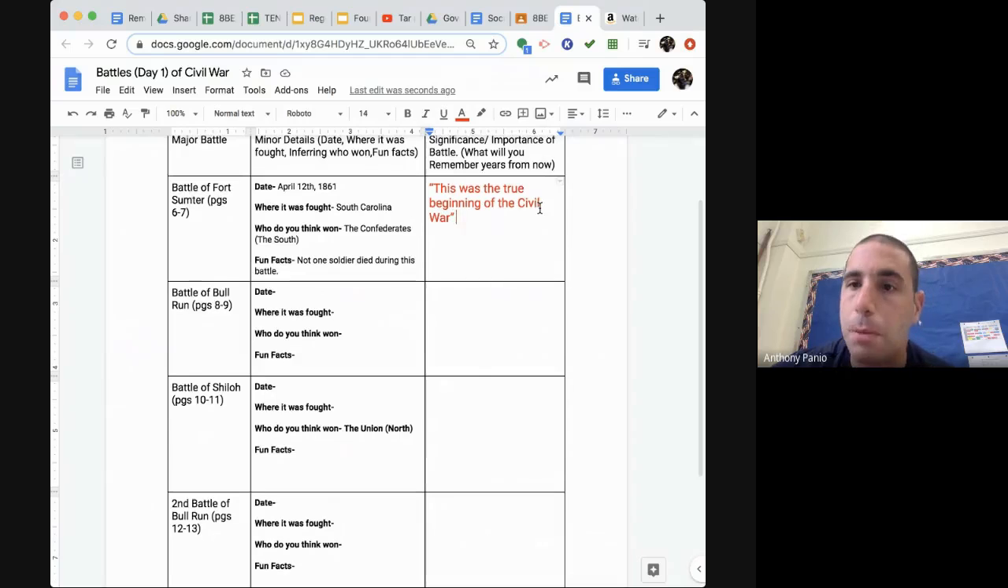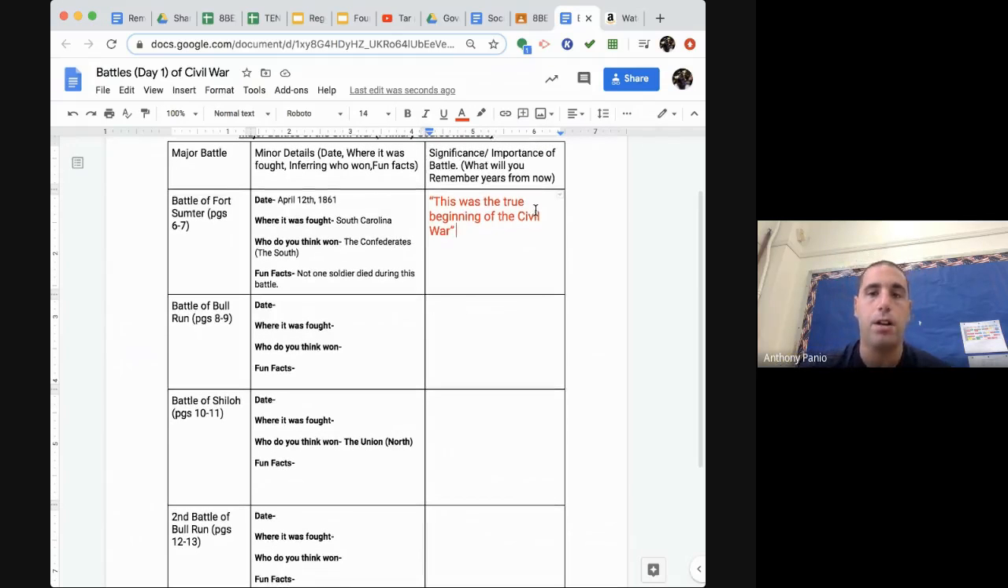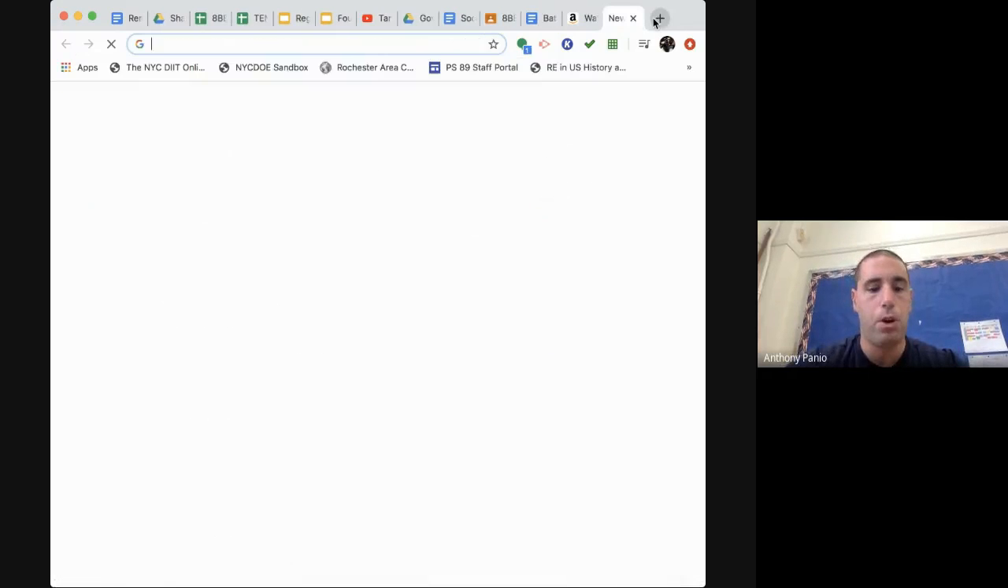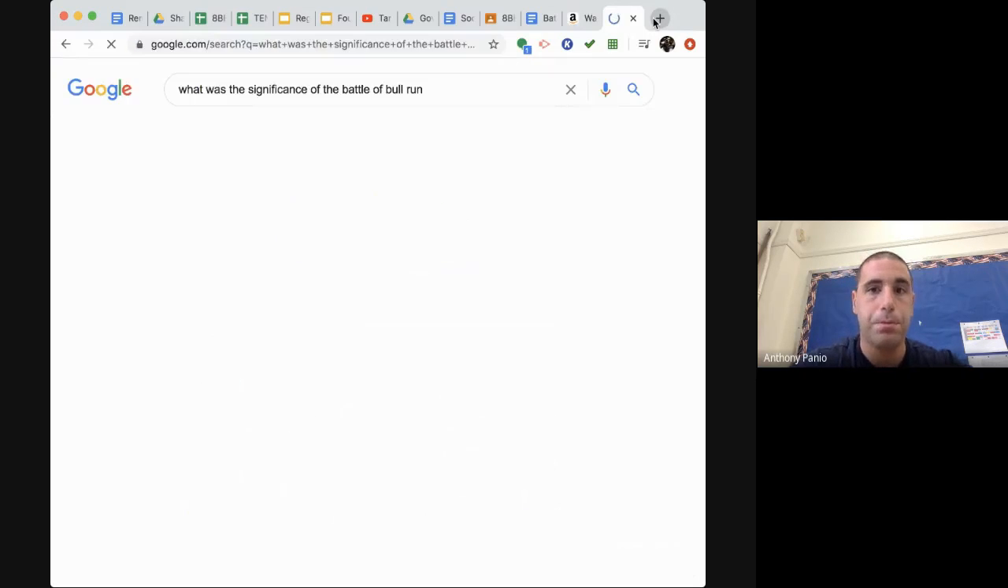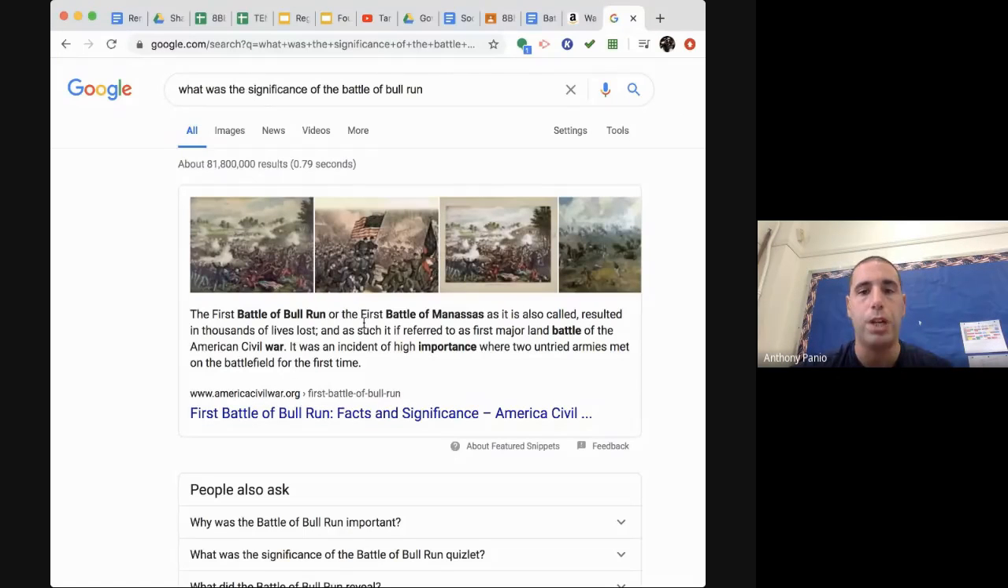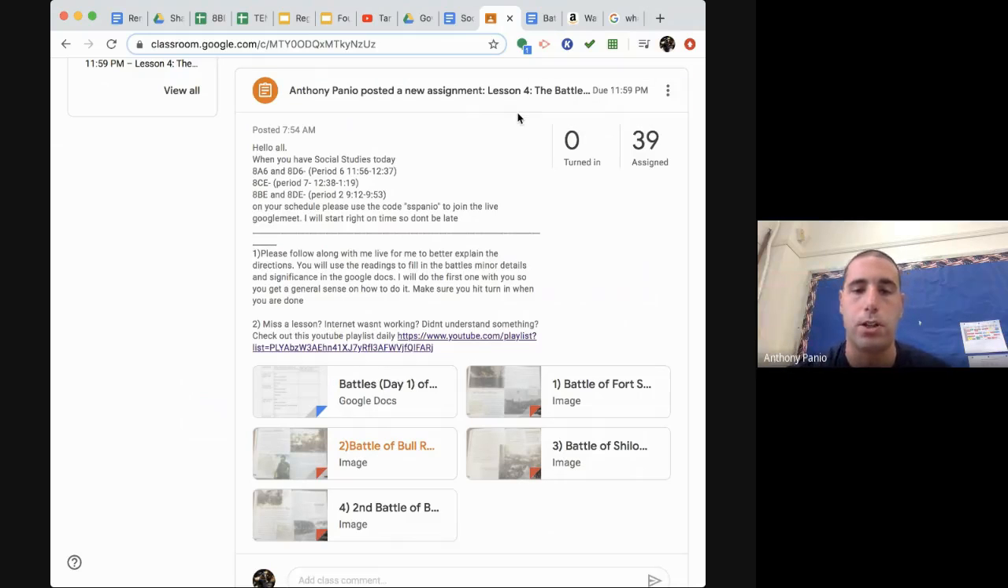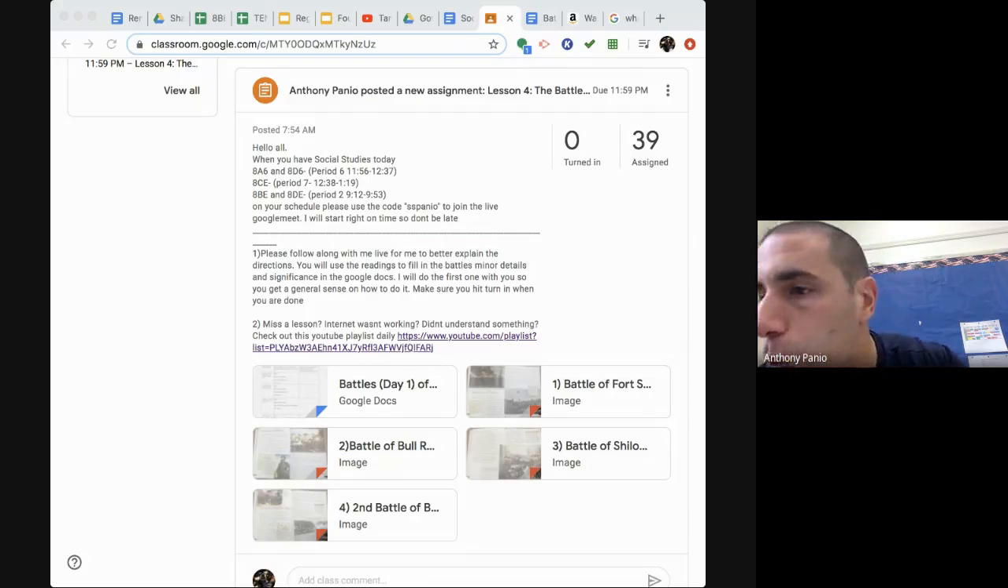If you're having trouble, because I know this is a challenging activity, if you're having trouble with this right box, you can look up what was the significance of the Battle of Bull Run. And if you want to read some of the things here, this is not going to be written at an 8th grade level, but you can use this to help you if you're really stuck. But I really think you should do your best to try and answer the questions and use the reading to best help you, because if you were in class, you would not be able to use the internet to help you.